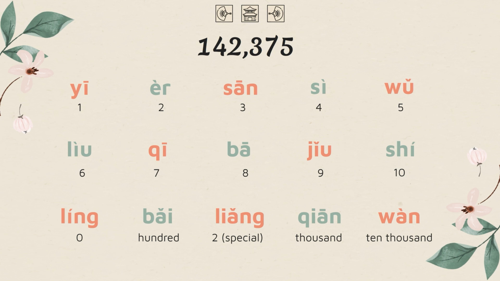How would we say 142,375? So it's 14 wan 2,375. Now I know it's tough, but you have to think of it as 14 10,000s. So 14 wan. And then "liang qian" instead of "er qian" for 2,000.